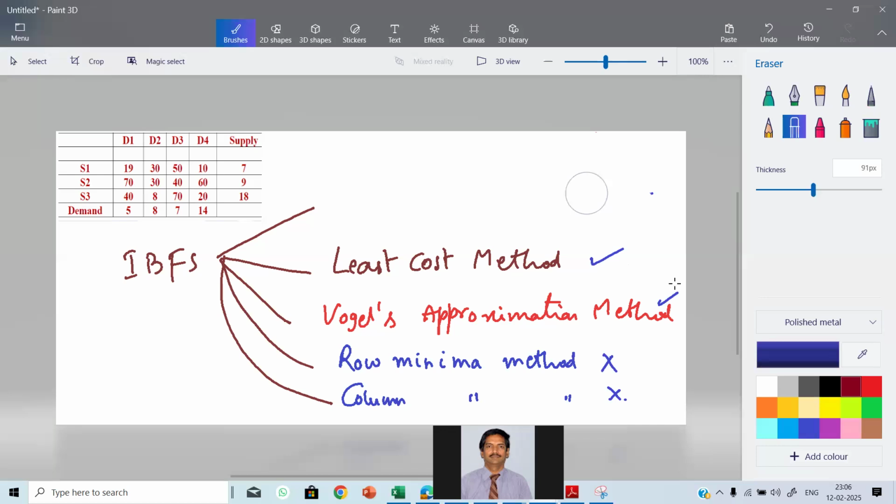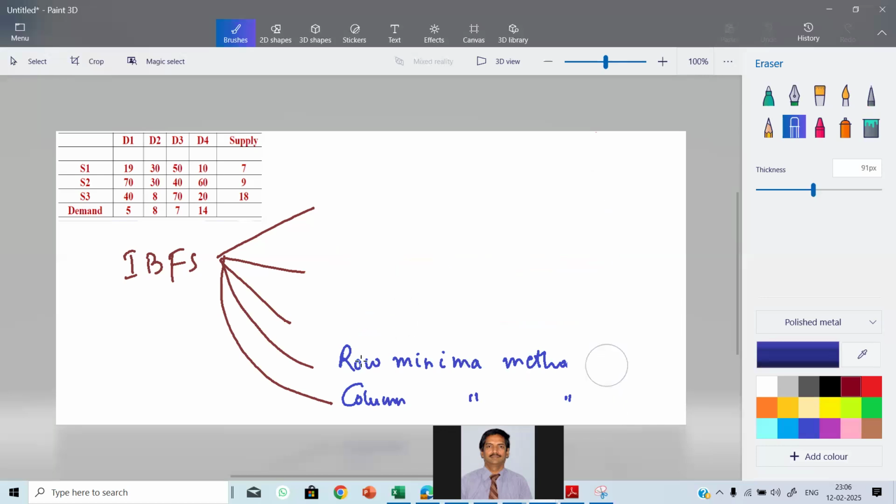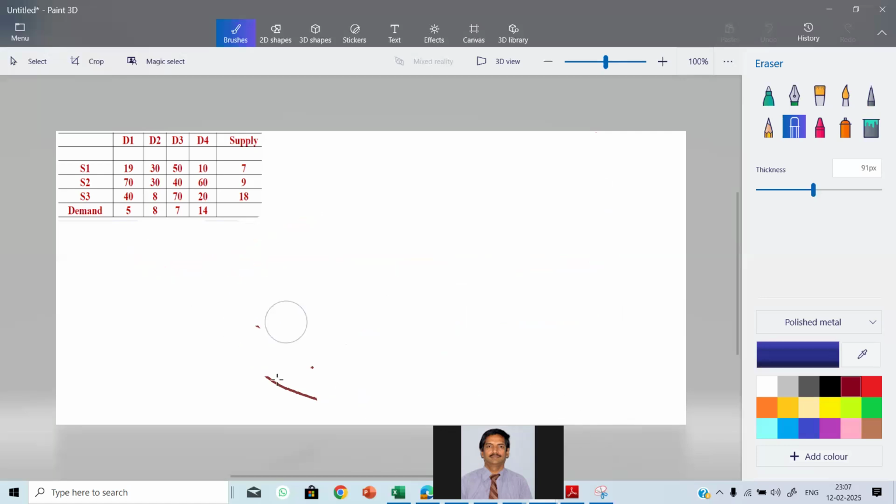So the methods are very easy to understand. Now I'm erasing this. I will explain how to do it one by one. In your examination, you can make it very clear, starting from the initial basic feasible solution by the northwest corner rule, right?